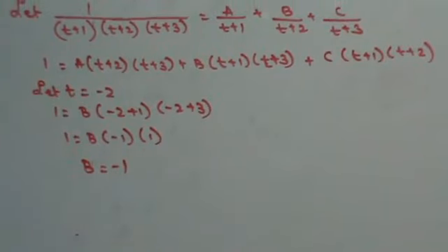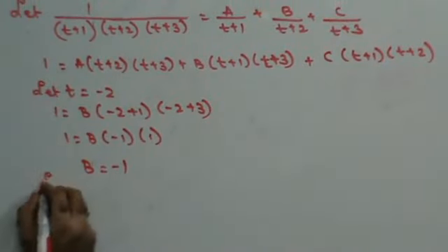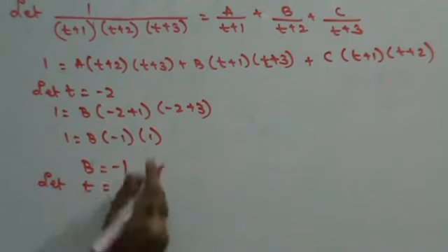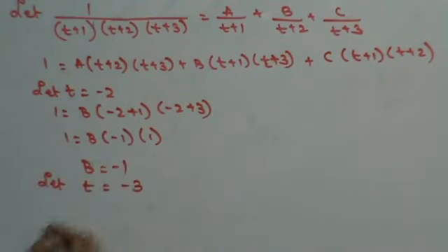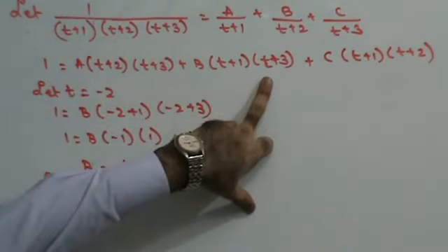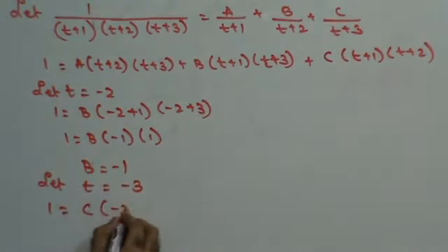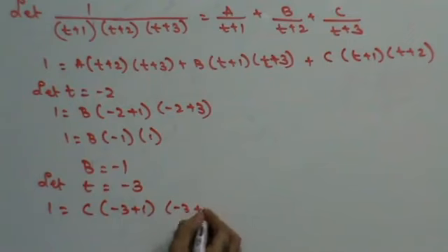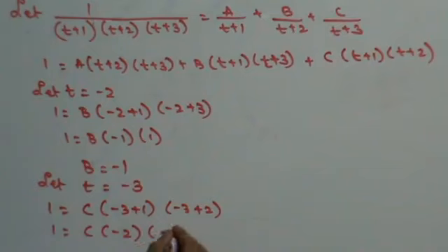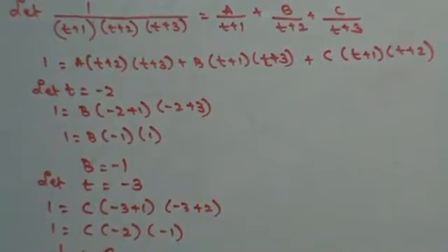Next, to make the t plus 3 bracket 0, I'm going to assume the value of t to be minus 3. The terms with t plus 3 become 0. This is c into (minus 3 plus 1)(minus 3 plus 2), so this is minus 2 into minus 1, which is 2. So 1 upon 2 is equal to c.